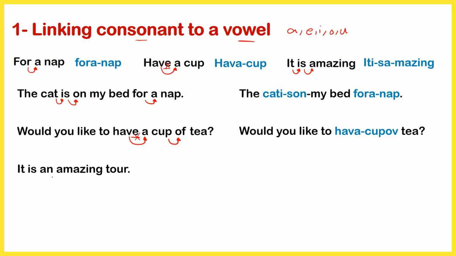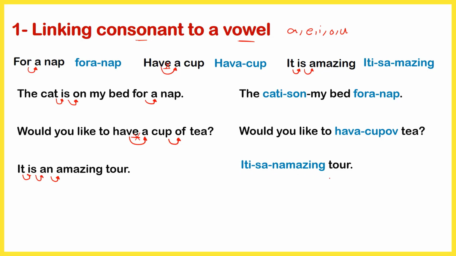The third example, "it is an amazing tour." We link T to I, then S to A, and then N to A. So, "it is an amazing tour."